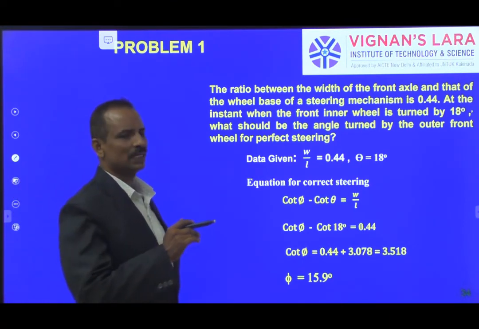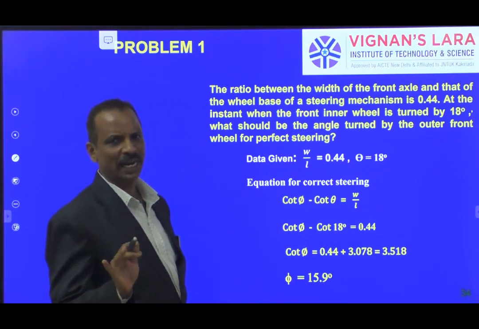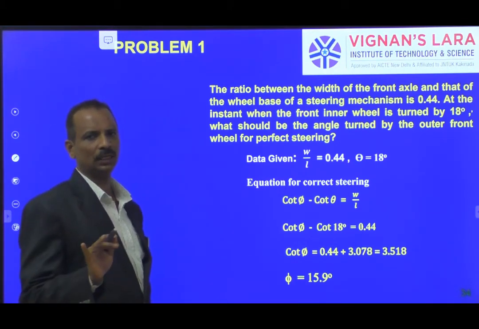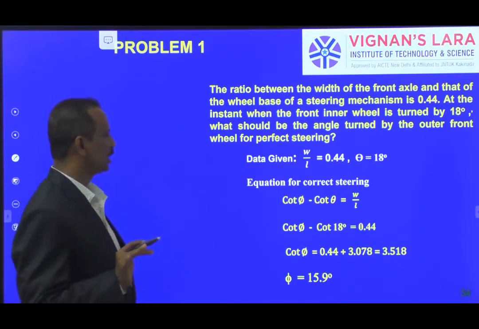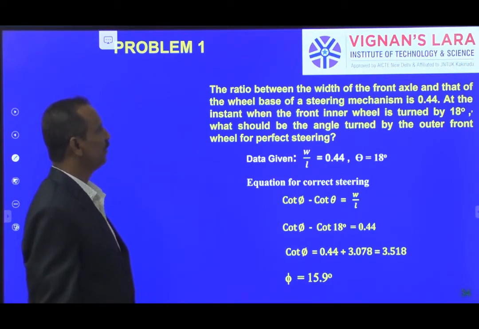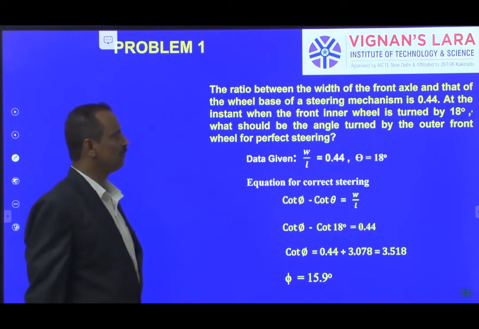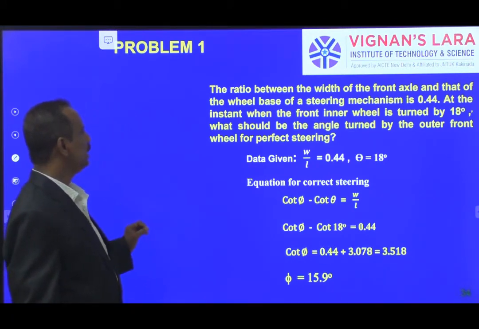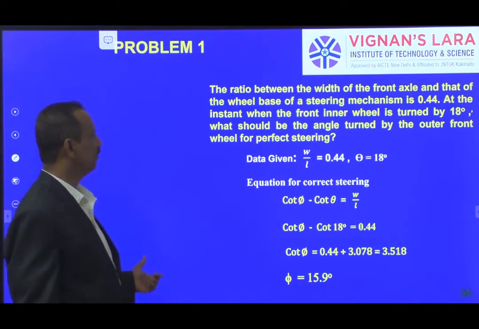Then using this concept, here we are attempting two simple problems, straightforward problem substitution. There is no complexity in it. It is only writing the equation and substituting it. Let us see one problem. The ratio between the width of the front axle and that of the wheelbase of a steering mechanism is 0.44. At an instant when the front inner wheel is turned by 18 degrees, what should be the angle turned by the outer front wheel for perfect steering?